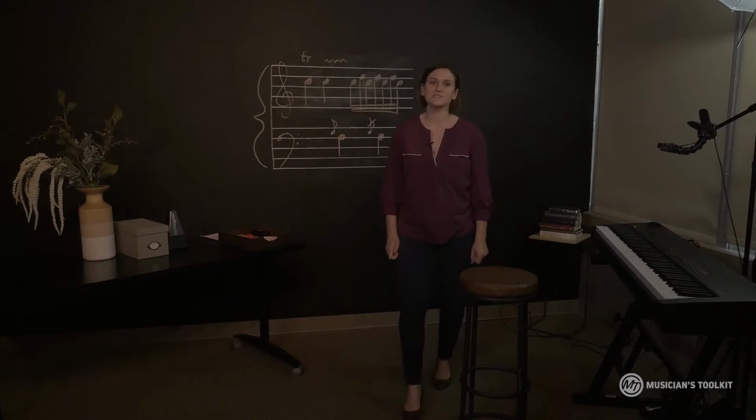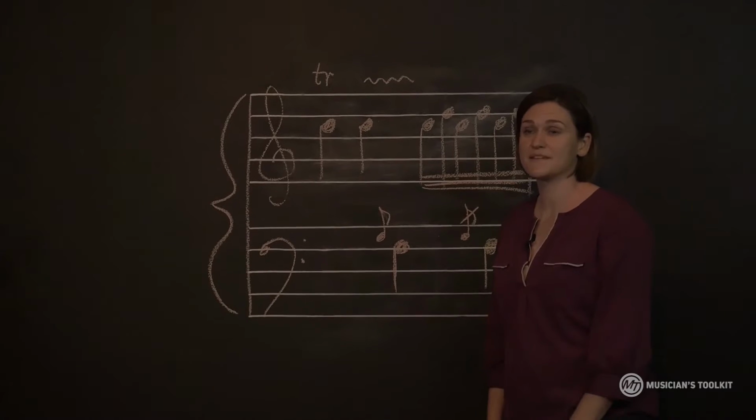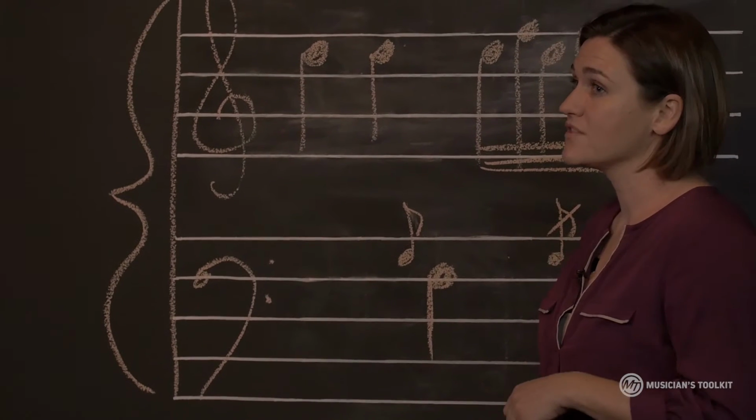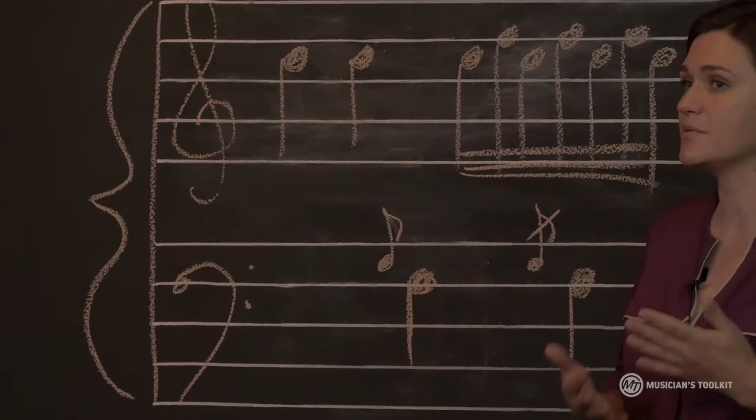Now we turn our attention to ornaments. There are a lot of different ornaments, but we're just going to learn a few today. The first one we're going to learn is called the trill. And trills can be written out a couple of different ways.